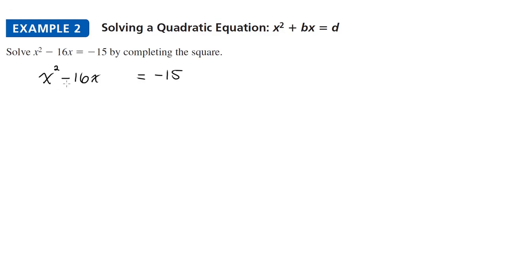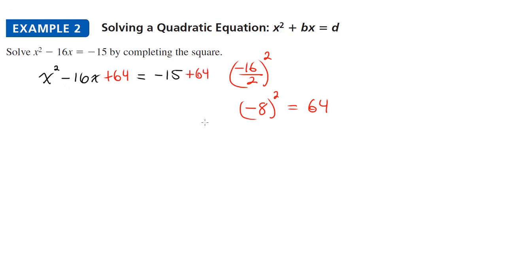So let's go ahead and find that. Remember, we take our b value, which is negative 16, we're going to divide that by 2, and then we're going to square it. So negative 16 divided by 2 is negative 8, and negative 8 squared is 64. So we're going to add a 64 here. But remember the rule for working with equations. You can never do something to just one side of an equation. Whatever you do to the left, you must also do to the right. So if I'm going to add a 64 to the left side of this equation, I also need to add a 64 to the right side of this equation.